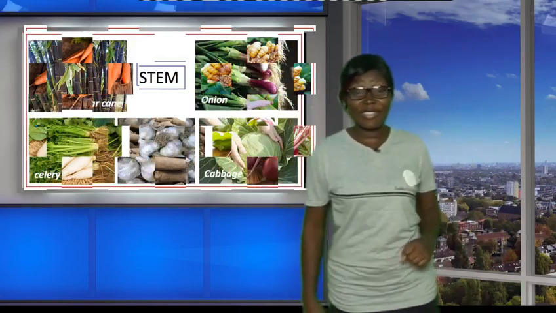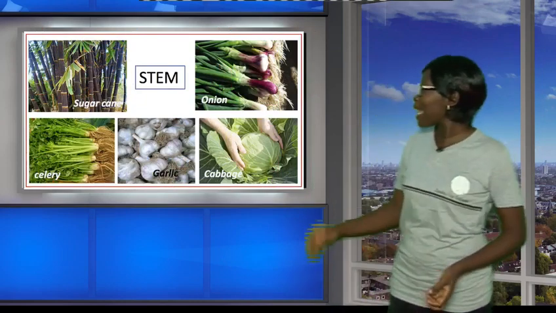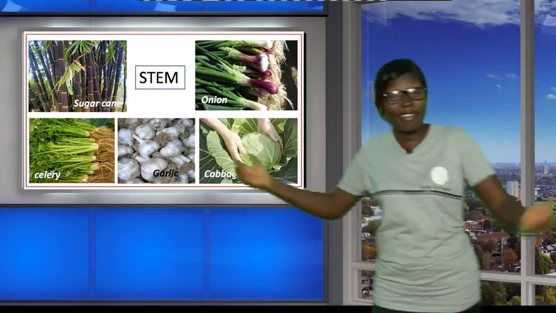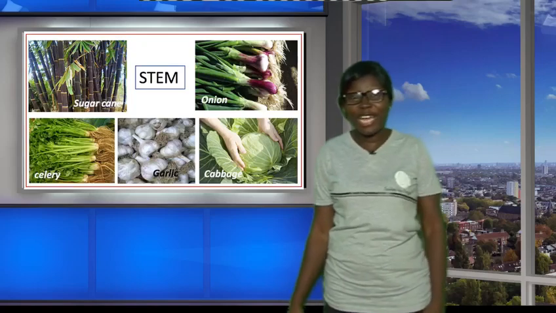Let's go over to the stem. For the stem, we have examples like the sugarcane, the onion, the garlic, the cabbage, and several other food items.